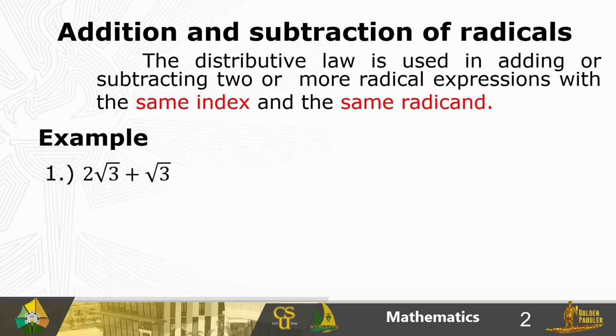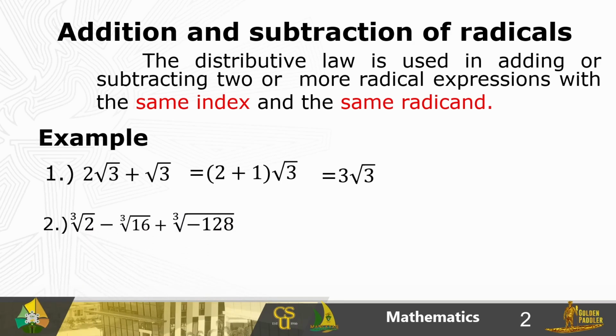So for example, if we have 2 square root of 3 plus square root of 3, we can write that as 2 plus 1, because we have 1 here for the square root of 3. Since they have the same radicand, which is 3, and the same index, which is 2, we can add their constants, or the whole numbers, which is 2 plus 1. So we have 2 plus 1 times the square root of 3.